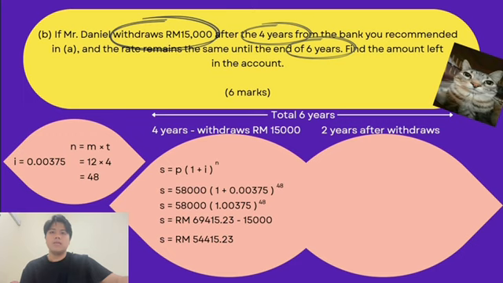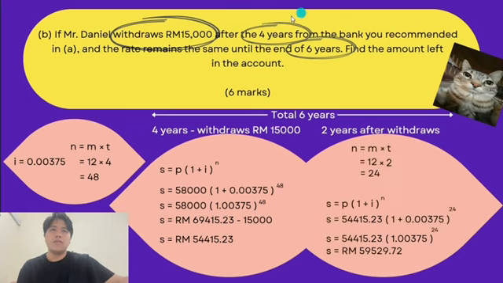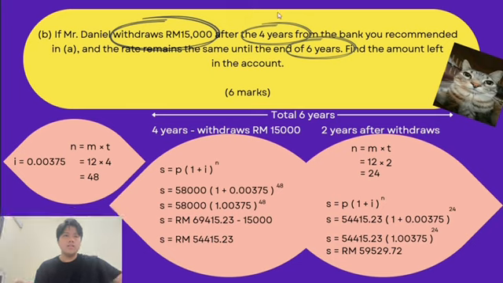54,415 ringgit 23 cents. Next, we must find the amount at the end of 6 years. Find the 2 years after withdrawal. So first, N equal M times T. M remains the same because it compounded monthly. So T is 2 because it's 2 years after withdrawal. So we get a total of 6 years. So we'll get N of 24. Using the same formula, S equal P(1 plus I)^N, substitute all the numbers and you will get the final answer, 59,529 ringgit and 72 cents.